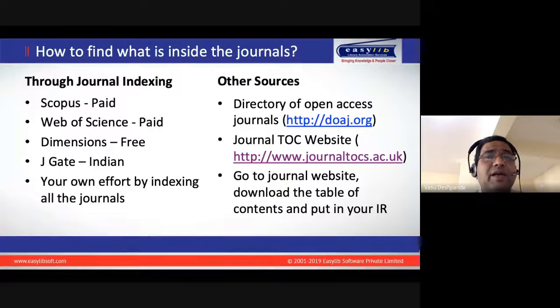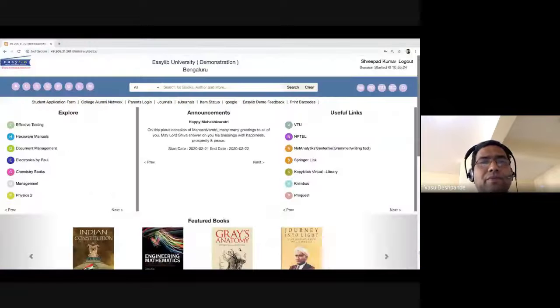Why am I specifically telling you about this indexing part? At one level, your community knows about the journal name, volumes, issues and all that. The second part is what is inside. That's why it's so important. Okay, let's move on.